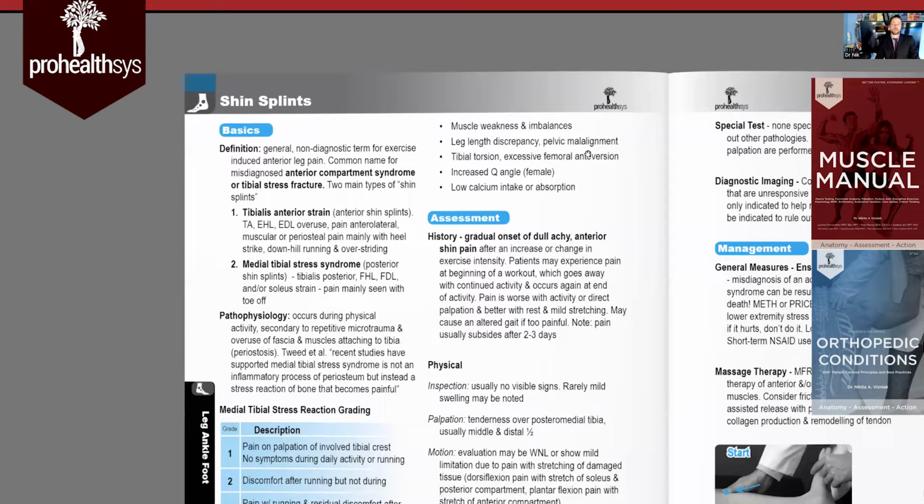Leg length, pelvic malalignments could be there, or pelvic anomalies where you have one side of a pelvis larger than another, and therefore you have an unequal stride. That's controversial, so just be aware I wouldn't take that as the full be all and end all. Tibial torsion, where you've got anatomical variations of internal and external rotation, or anteversion and retroversion. Increased Q angle in women has been associated with increased risk of shin splints, and low calcium intake or absorption, back to that dietary issue.